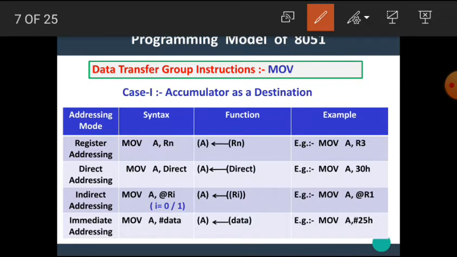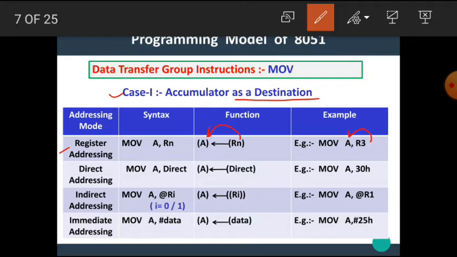Let's see the first case, accumulator as a destination. The first addressing mode is register addressing mode. Syntax is MOV A, Rn. That means the content of register Rn is copied into the accumulator. For example, MOV A, R3. The content of R3 is copied into the accumulator.